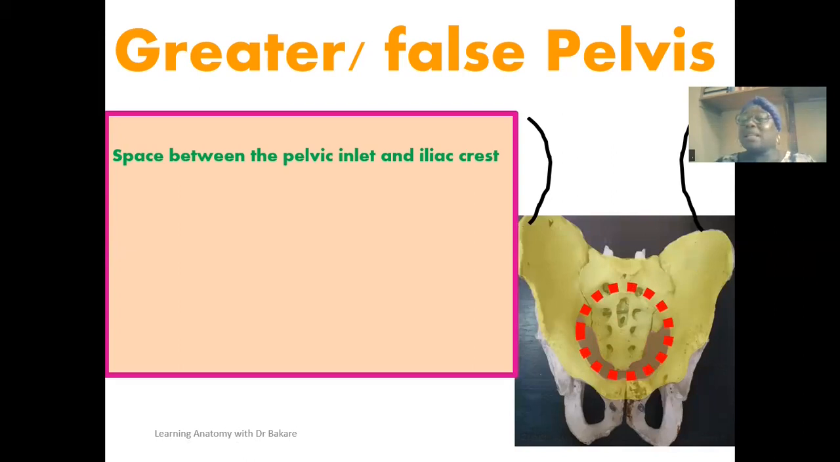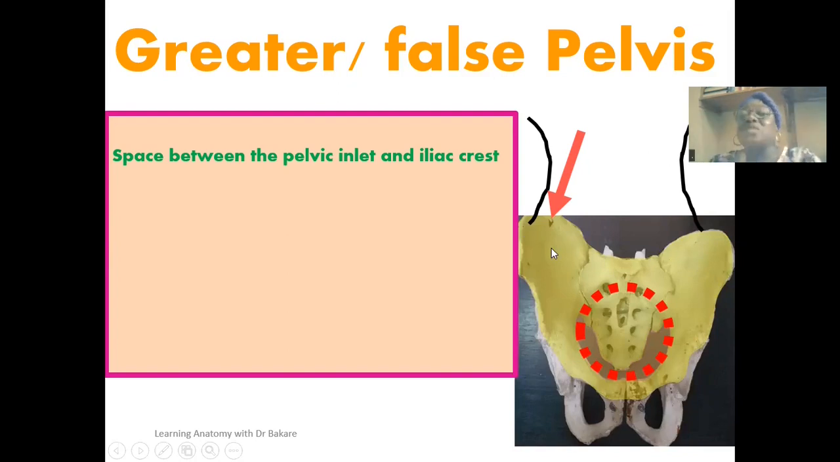And this is what is highlighted here in dotted red, while superiorly we have the iliac crest. This iliac crest is what is arrowed here at this point. The iliac crest is the most superior margin of the ala of the ilium or the wing of the ilium. At this region here is where we have the hip bone. We know that the entire pelvic bone is made up of two hip bones, one on the right side and the other on the left side.